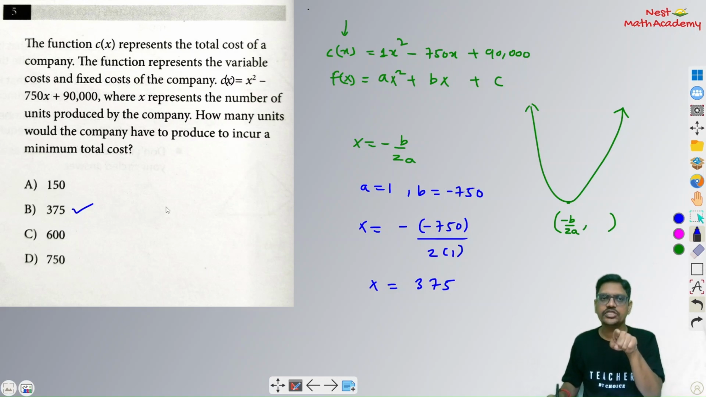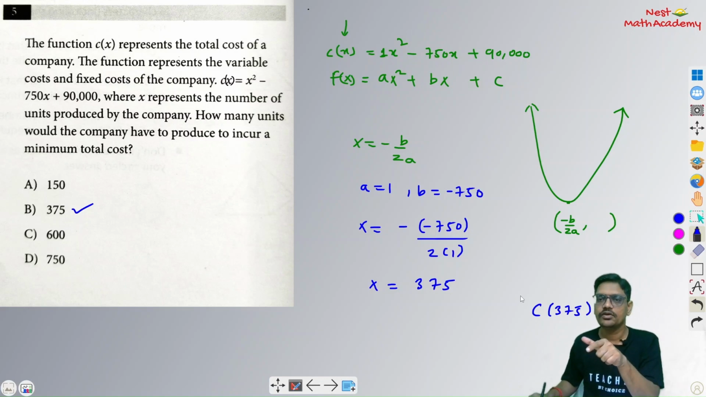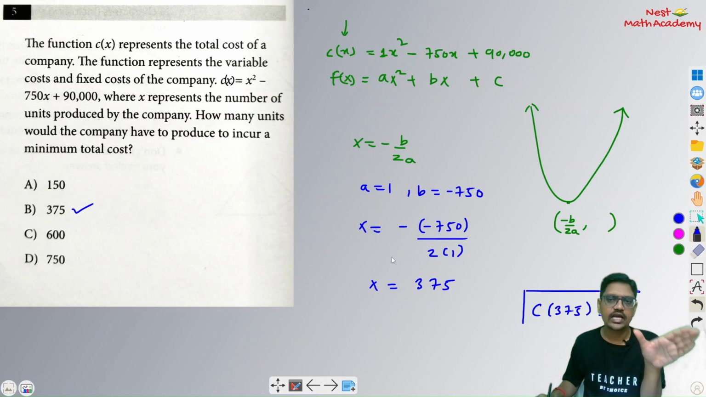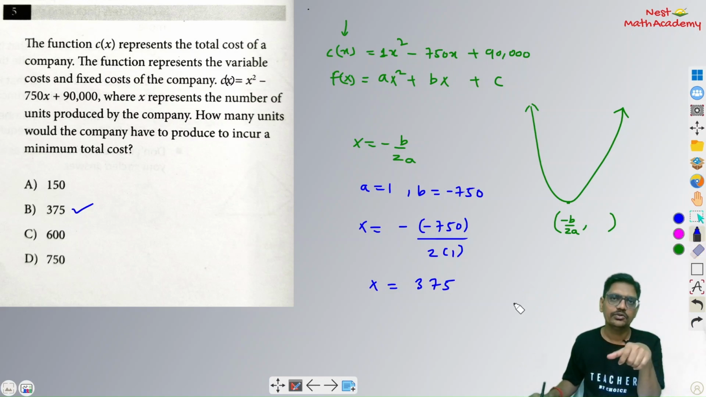In the same question, if they asked for the minimum total cost, then you take this x and substitute in C of 375. You plug in here 375 squared minus 750 times 375 plus 90,000. We would do that, but in this case, they haven't asked for that, so we are not doing that. But I'm just saying, in a similar context, if they're asking for that, we can do that.